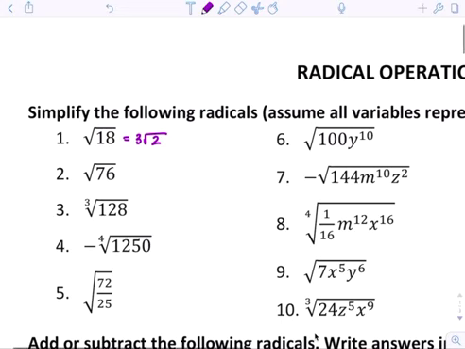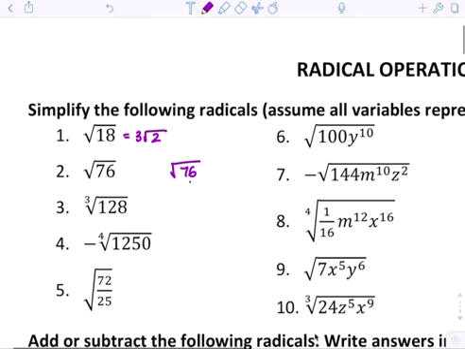Now let's take a look at number 2. All right, so we got radical 76. So it's a square root, which means we're finding pairs. So 2 and 38, 2 and 19. I find a pair of 2's right there, which means the pair gets to come on the outside, which is 2, and the leftover, which is this one, cannot find a pair. So that means 19 stays in the radical sign.